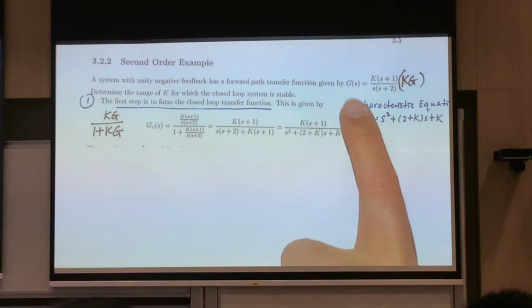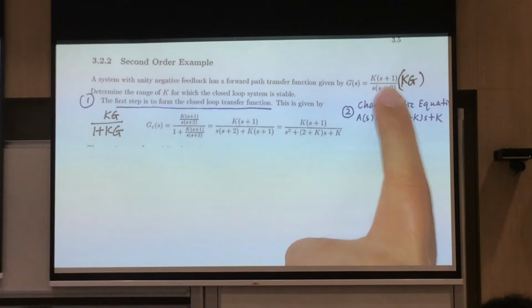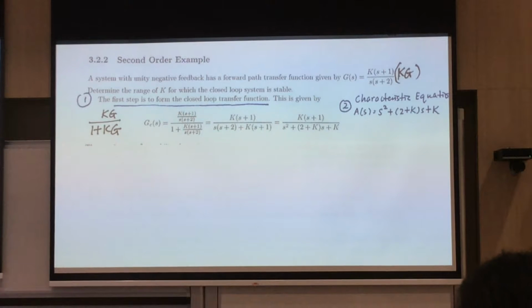But given that, the open loop forward transfer function is actually K times the original G for the plant, so K times (s plus 1) over (s plus 2). What do you need to do? First step, obviously, form the closed loop transfer function, because we are interested in finding the range of K for which the closed loop is stable. The Routh-Hurwitz stability criterion is a stability analysis tool which can find a range of K, a range of controller gain, for which the closed loop system will be stable.